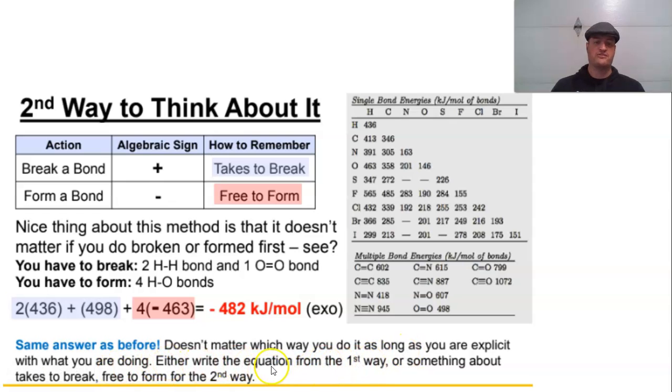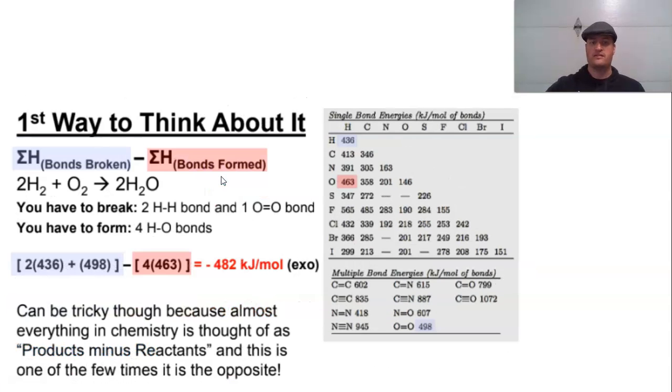Either write the equation the first way or talk about something takes to break, free to form in the second way. So the idea is that you want to illustrate your reasoning and rationale in some way, whether it be this way or that way. I prefer this way myself, but again, to each their own.